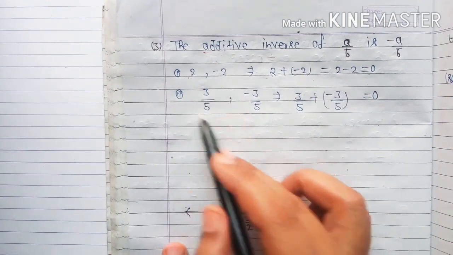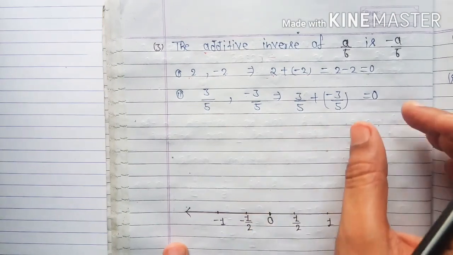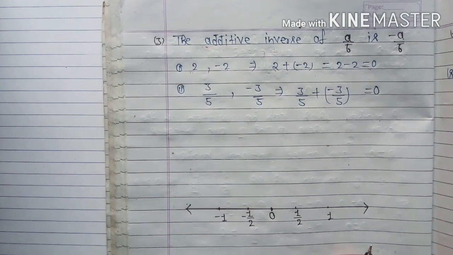Now, its additive inverse is equal to minus 3.5. That means if we add both numbers, it will give 0. So, this concept is known as the additive inverse. Now, representation of the rational number on the number line, students.